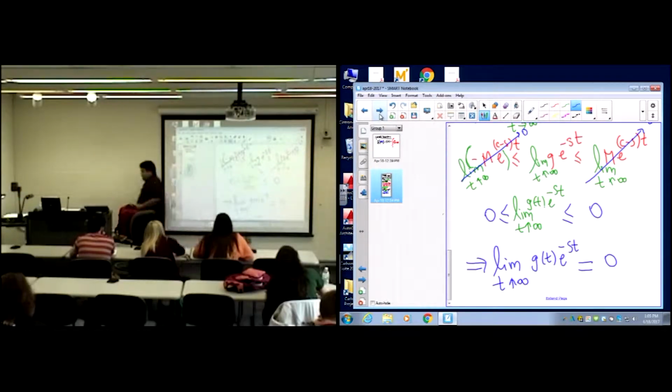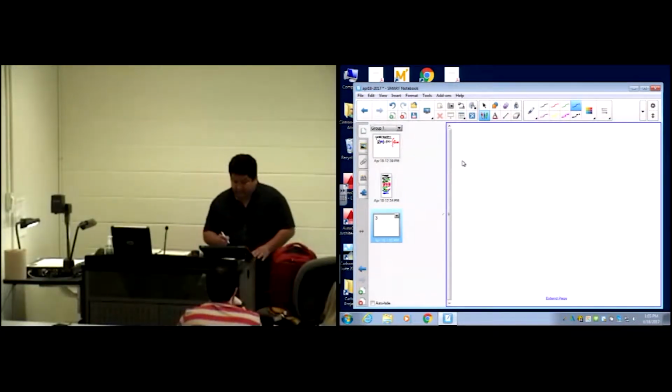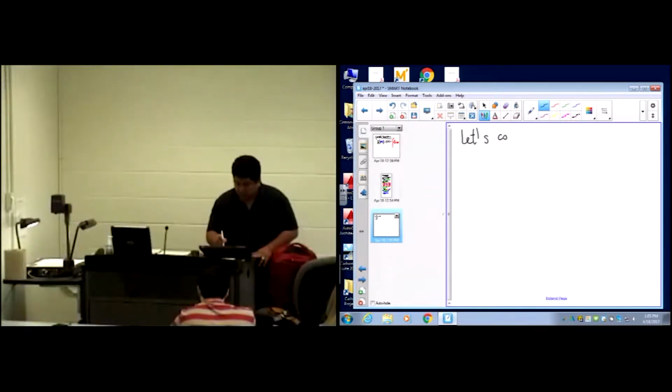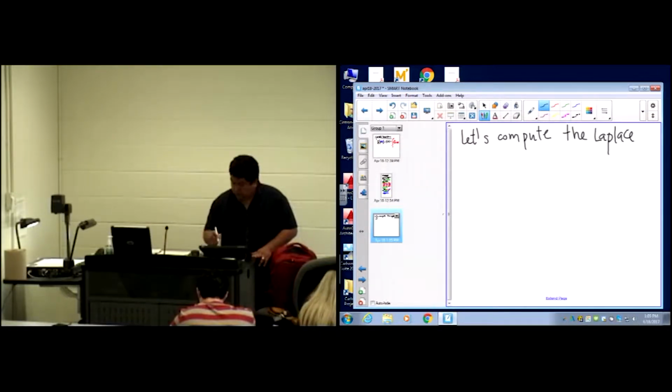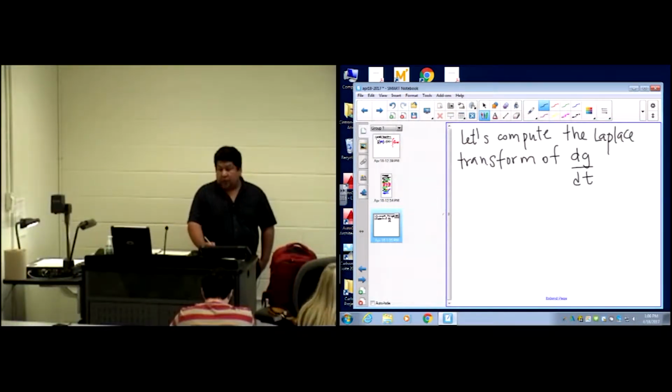The Laplace transform of the derivative of g, the first derivative: the Laplace transform of g prime, or of g of t. Remember, we're assuming that this little g function is differentiable, which means that it's continuous and it has at least a first derivative well defined. So let's compute the Laplace transform of the first derivative of g.